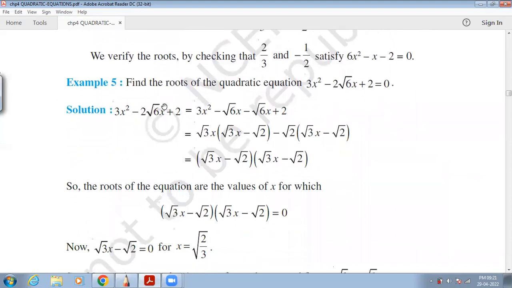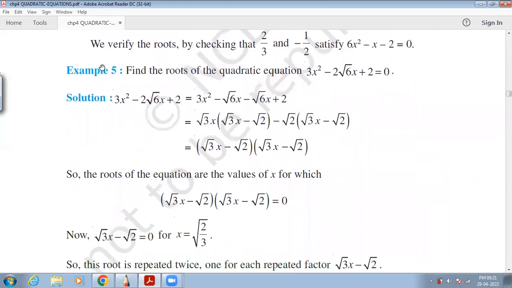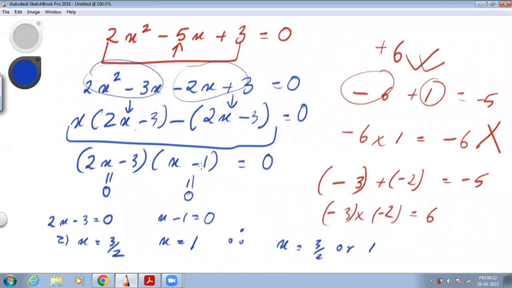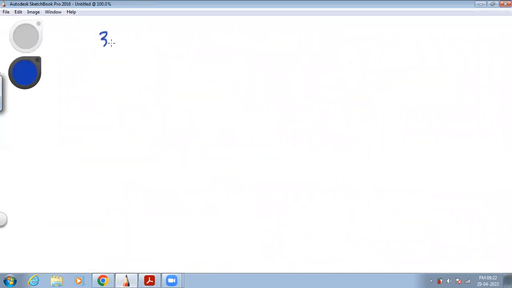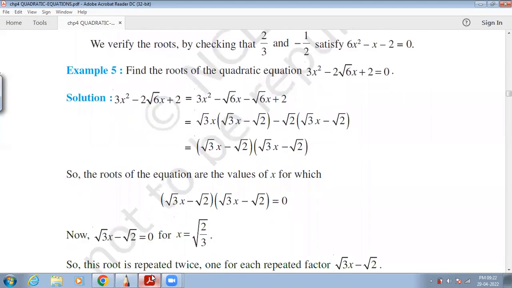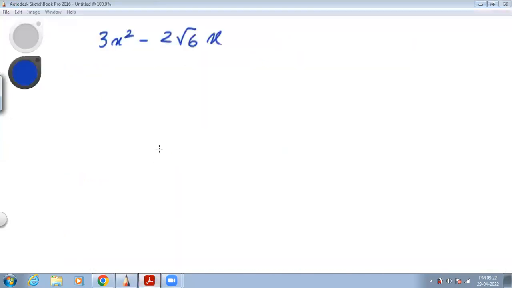Now, okay, this one is a very important one. Since this is a bit tricky, I'll be doing the fifth example. It's asking us to find the roots of the quadratic equation 3x square minus 2 root 6x plus 2 equals 0. So let me write the equation quickly. 3x square minus 2 root 6x plus 2 equals 0. So this is our equation.